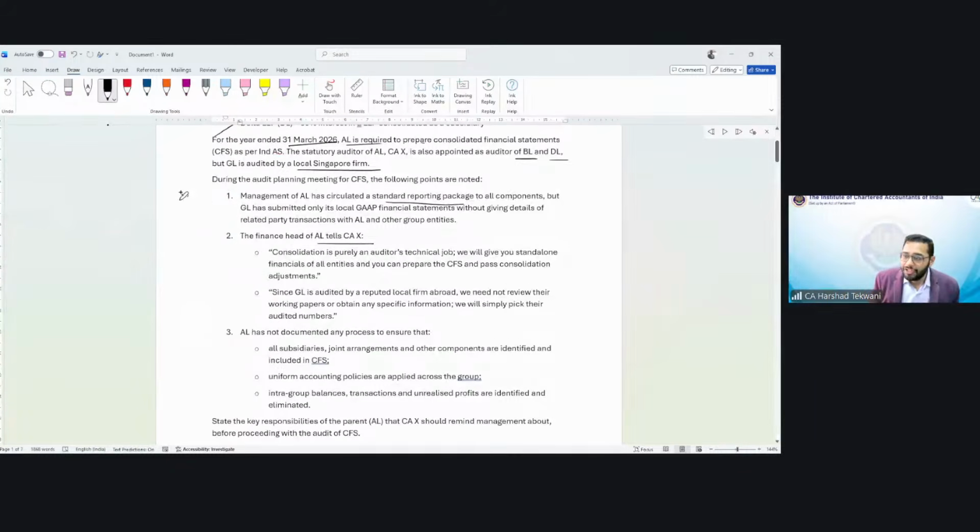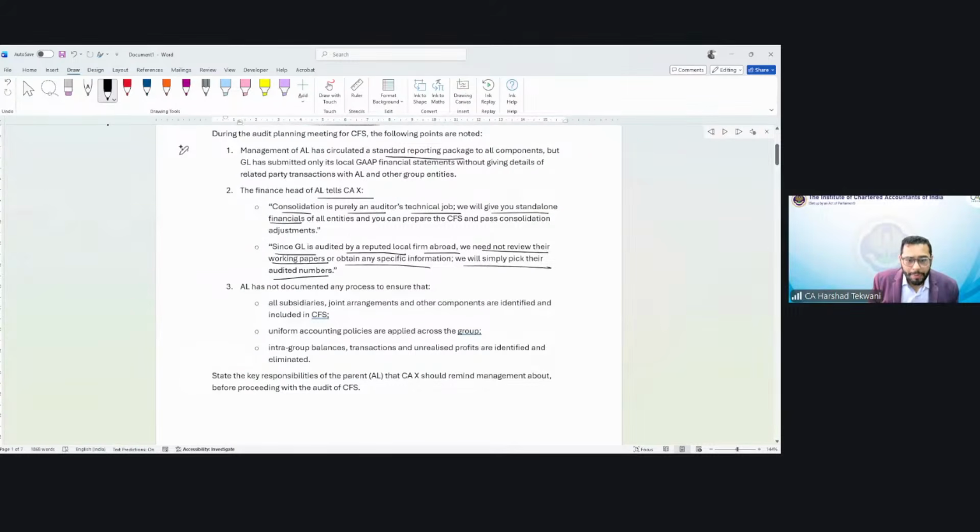Okay, now what is the additional information? That consolidation is a purely auditor's technical job. We will give you the standalone financials. Since GL is audited by a reputed local firm abroad, we need not review their working papers or obtain any specific information. We will simply pick their audited numbers.